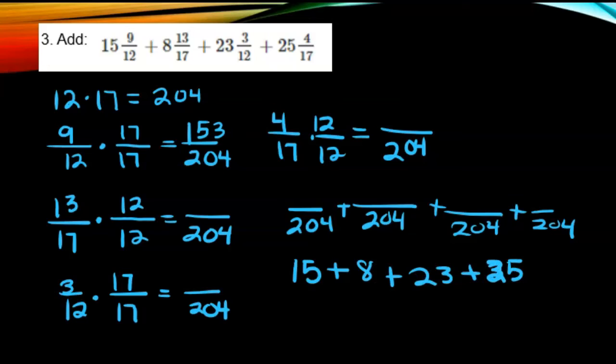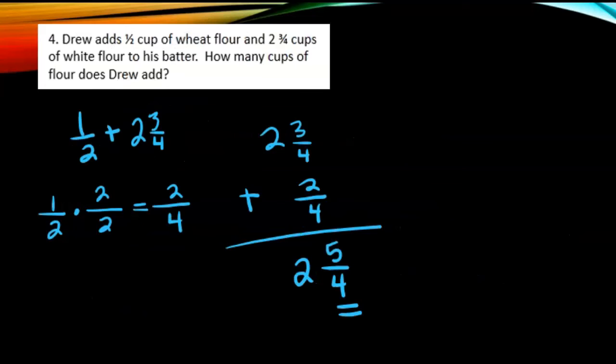Question number 4 is a word problem. It says Drew adds 1/2 cup of wheat flour and 2 3/4 cups of white flour to his batter. How many cups of flour does Drew add?